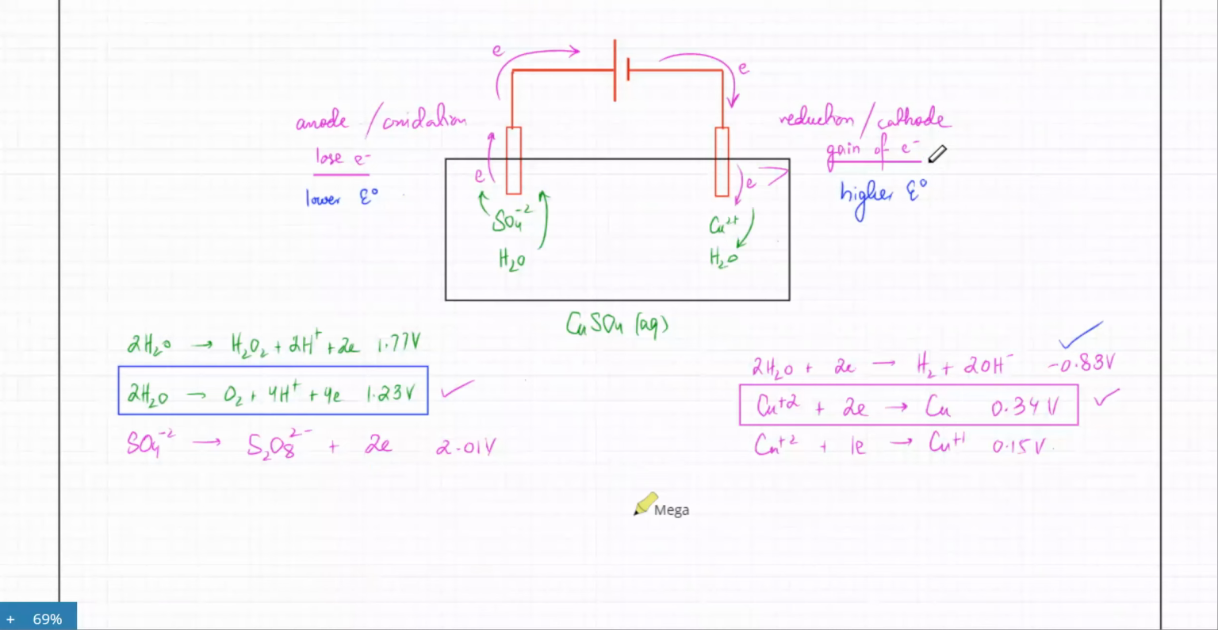And who gains electrons? The one that has the high E0. That has the highest tendency to actually gain electrons, and that comes out to be copper 2+. So copper 2+ is going to gain electrons, and that's your equation at cathode.